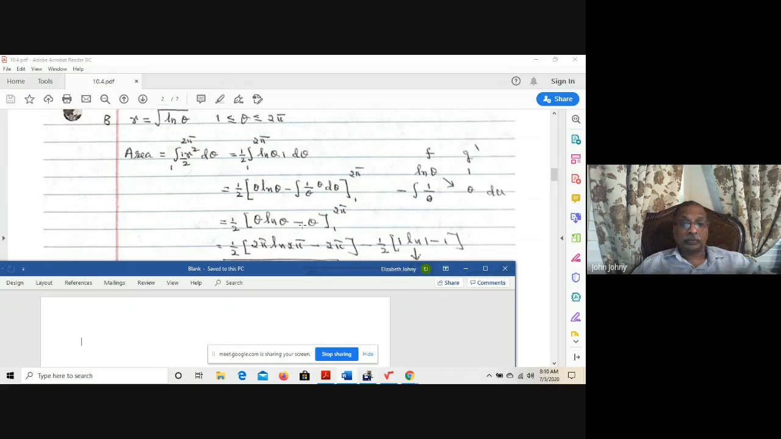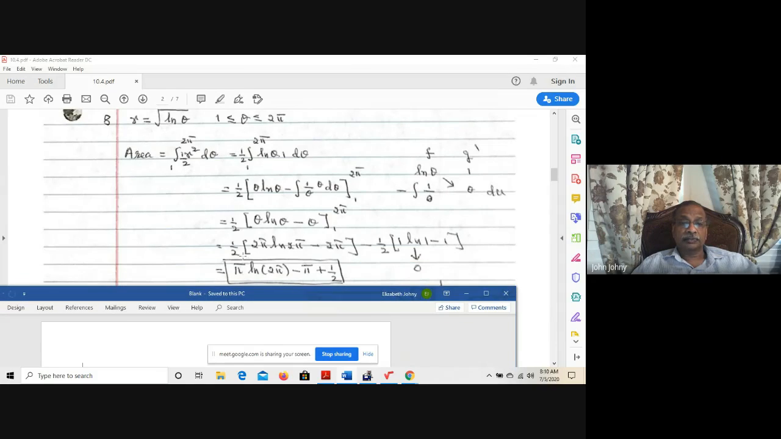You substitute the upper limit, you get 1/2 times 2 pi times natural log 2 pi minus 2 pi, minus 1/2 times 1 times natural log 1 minus 1. Natural log 1 is 0. So this is, when you distribute that 1/2, the 2 cancels, pi times natural log 2 pi minus pi plus 1/2. Natural log 1 is 0. So negative 1/2 times negative 1 is plus 1/2. So pi times natural log 2 pi minus pi plus 1/2.